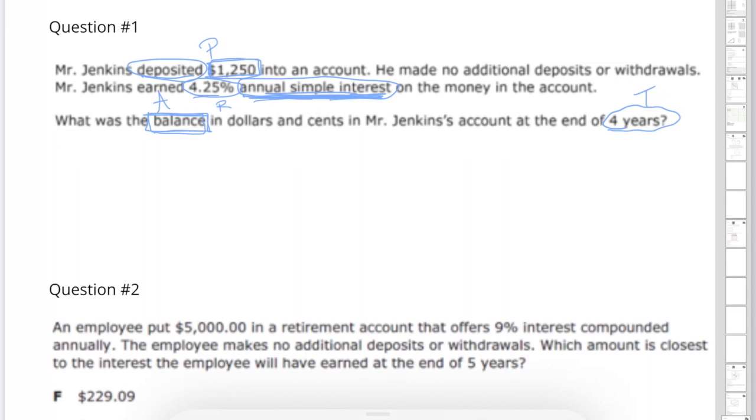And the last thing I'm going to do is underline my question. What was the balance in dollars and cents in Mr. Jenkins' account at the end of 4 years? So I know I'm looking for the balance because that's what it tells me, but I also know the balance is A. So when I fill out my acronym, I know I'm looking for A.